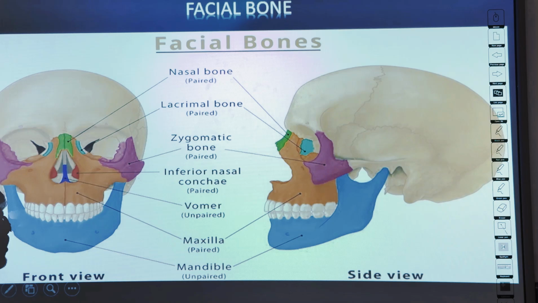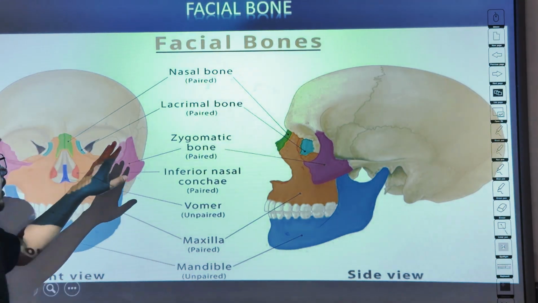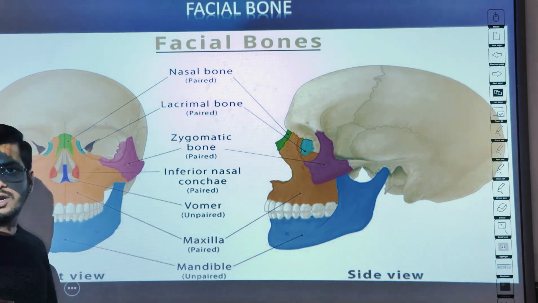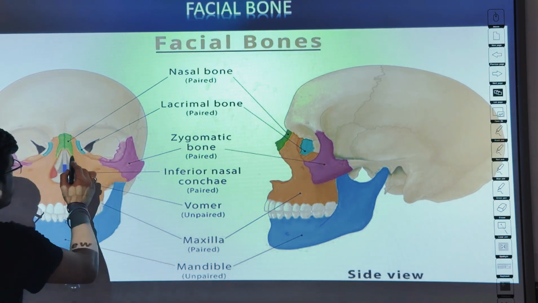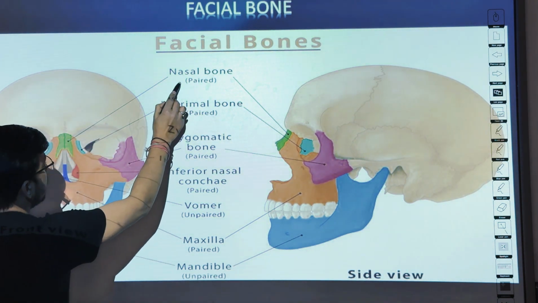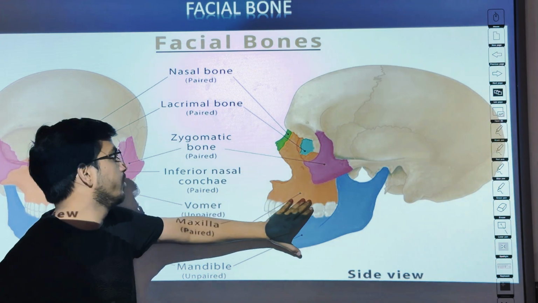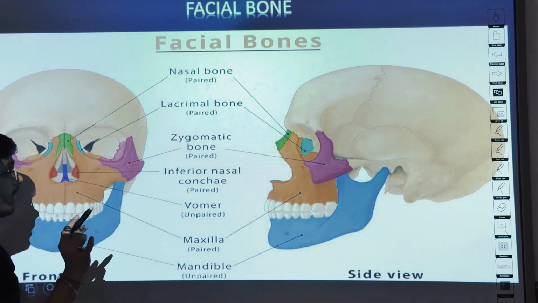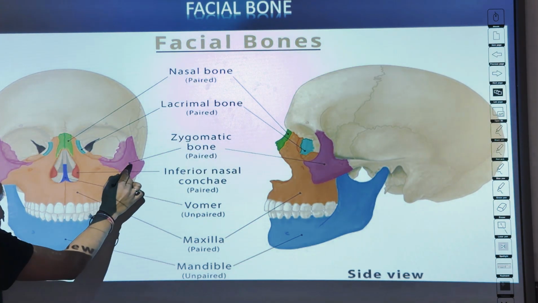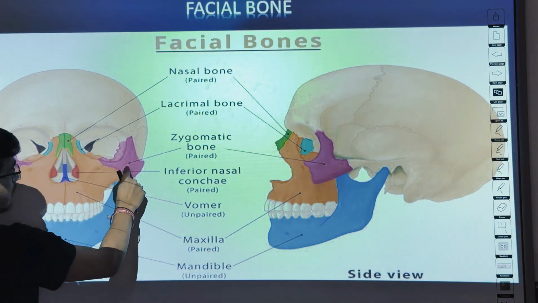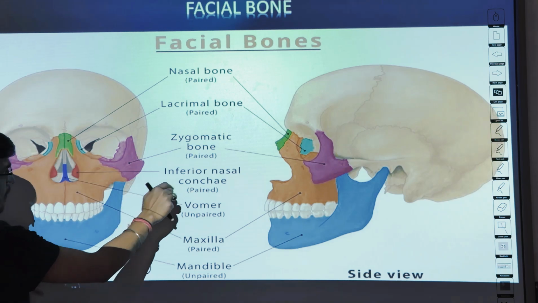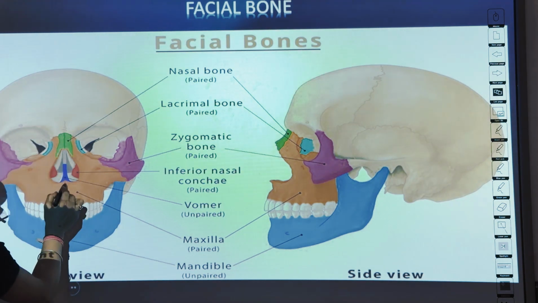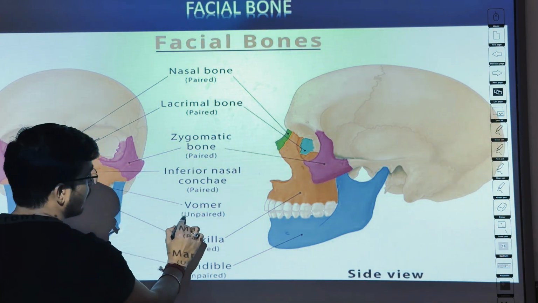In this diagram, I will discuss the facial bones, showing the front view and the side view of the skull. And we know we have 14 facial bones. This one is the nasal bone. This one is the anterior view, and this one is the lateral view of the skull. This is the lacrimal bone, which is paired. Then we have the zygomatic bone, which is also paired. Then the inferior nasal concha, also paired. Then the vomer bone, which is unpaired.